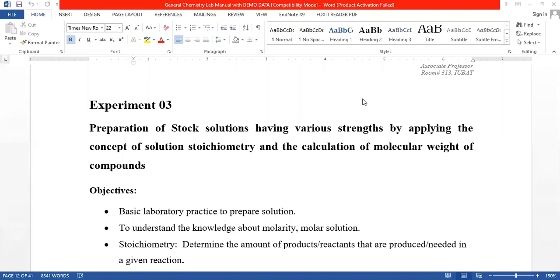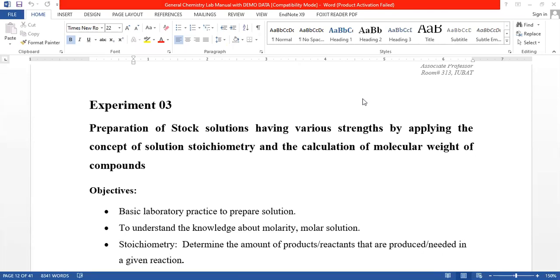The sample solution and the identification reagent were added together and we observed some changes. Through the observation of changes, we concluded the existence of such anions like sulfate, sulfide, carbonate or bicarbonate, phosphate, nitrate, nitrite present in the solution.